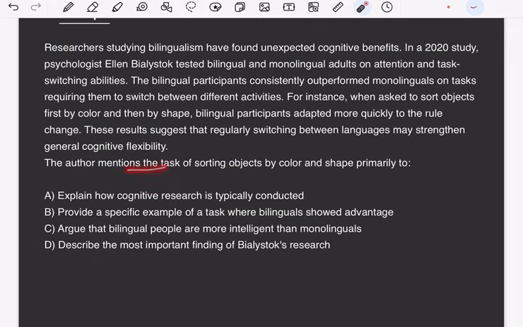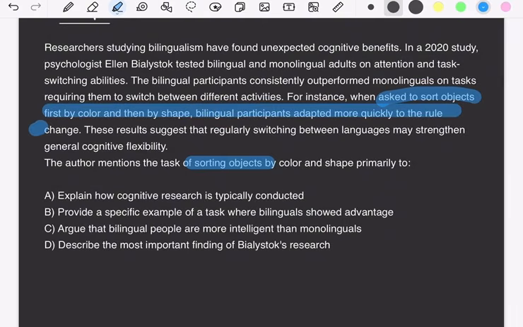The author mentions the task of sorting objects by color and shape primarily to... So before all of this, let's see what the object of the question is. It is talking about the sorting objects task. So let's see what the sorting objects task is. It wasn't mentioned in the passage. So here, when we're asked to sort objects by color and then by shape, they were adapting more quickly.